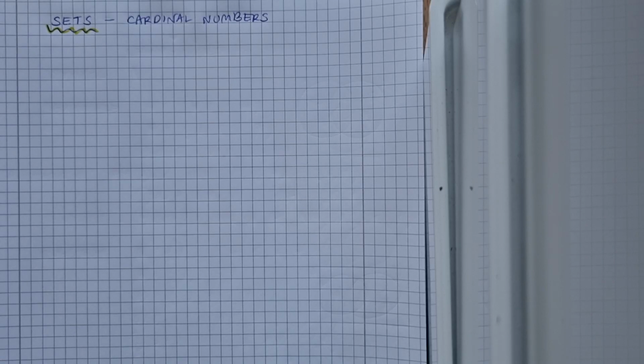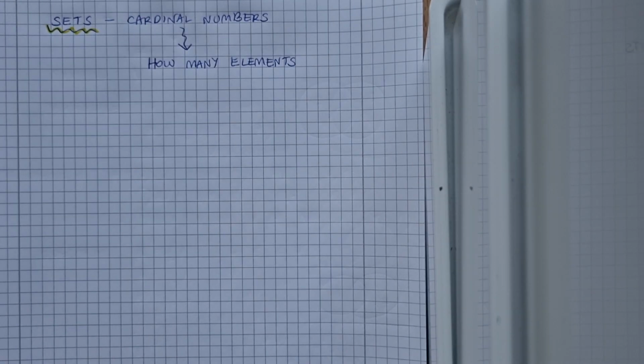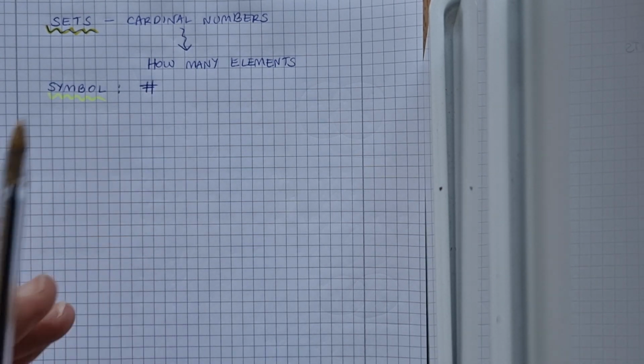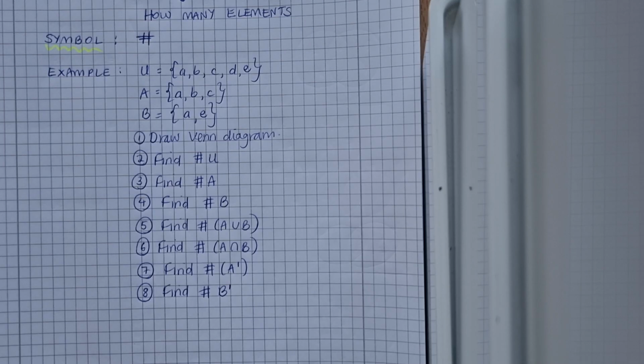This is a video about sets and cardinal numbers. Cardinal numbers are all about how many elements are in different regions of the set. The symbol for cardinal numbers looks like the hashtag symbol. So I'm going to do an example with you, and it has 3 sets in it: universal, A and B.